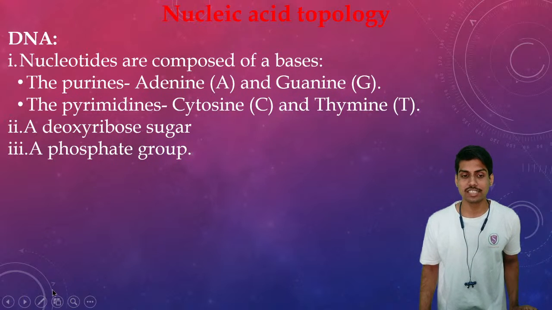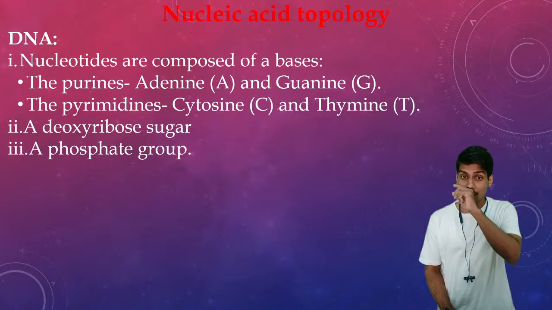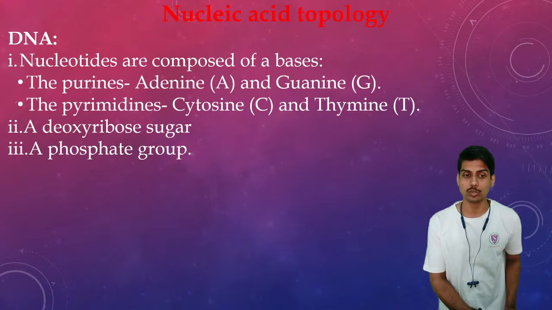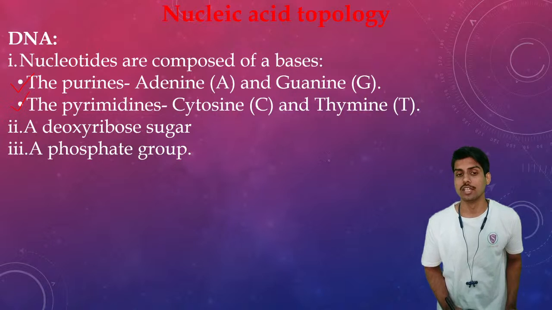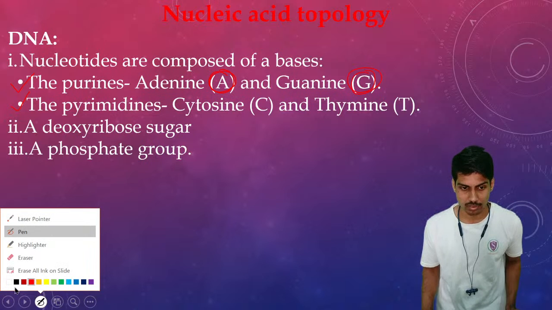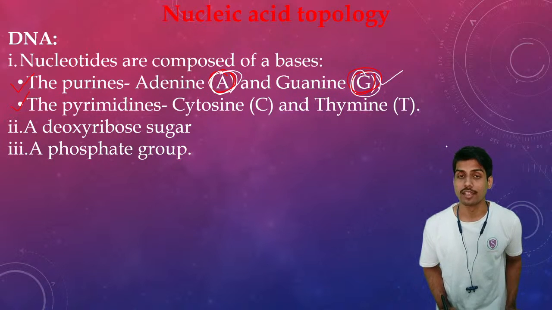DNA is nothing but deoxyribonucleic acid. In DNA or RNA, there are certain nucleotides, and those are categorized into purines and pyrimidines. In purines, there are two nucleotides: adenine and the second one, guanine. I will change the color of the marker to white so that it will be easy for you. So adenine and guanine are the two purines. Then there are two pyrimidines, cytosine and thymine.